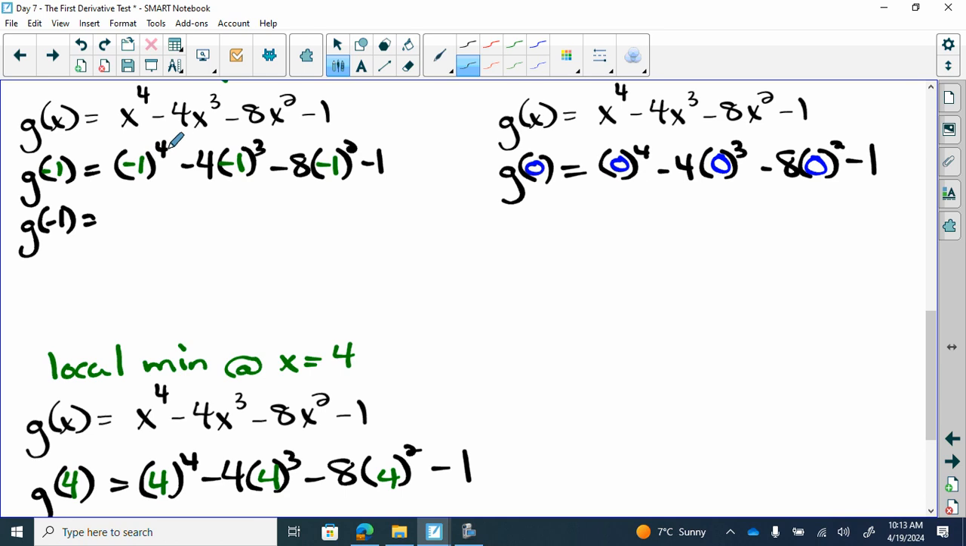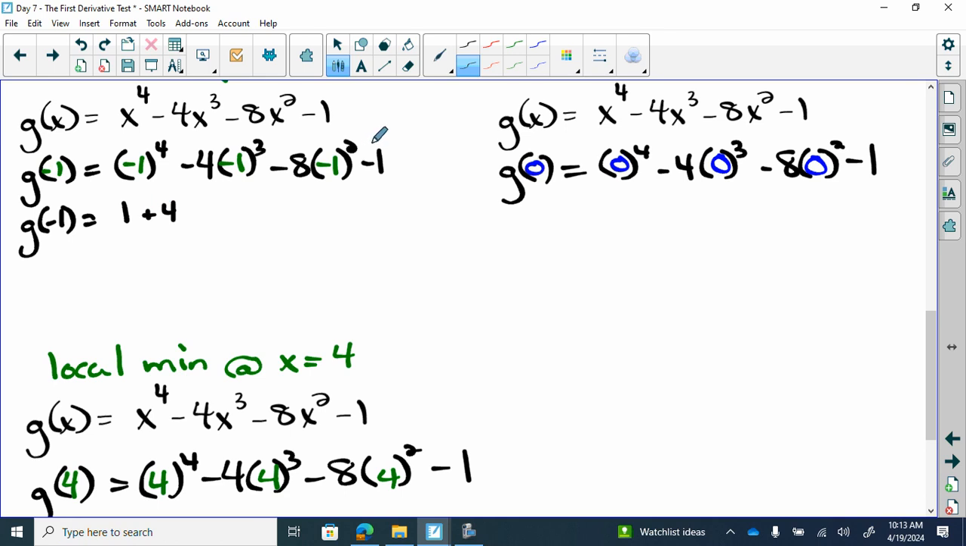What's -1 to the power of 4? 1. It's -1 times -1 times -1 times -1. That's right. 4 negatives multiplied together give you a positive. 1 multiplied by itself 4 times is 1. -1 cubed would be -1. What about -1 squared? It would be a positive.